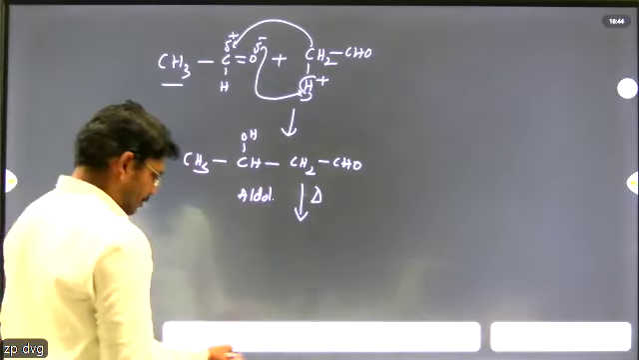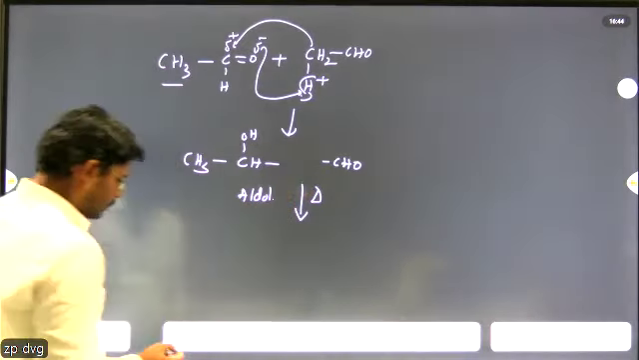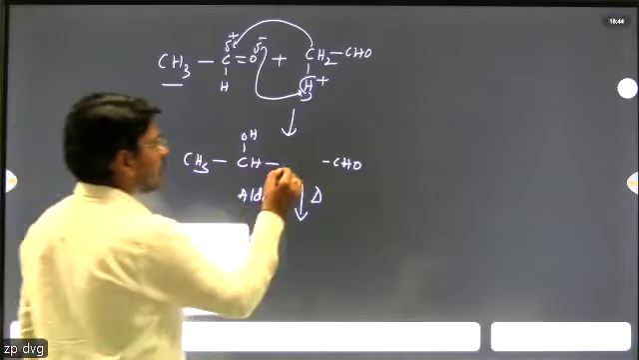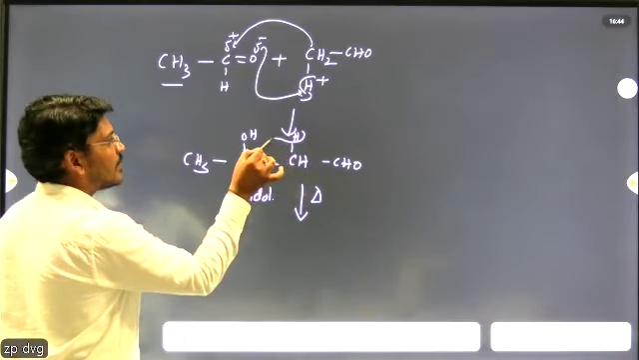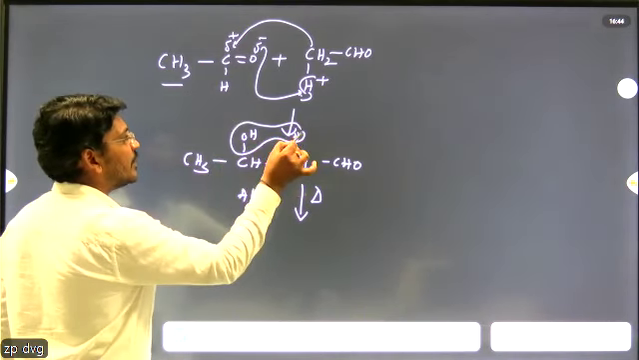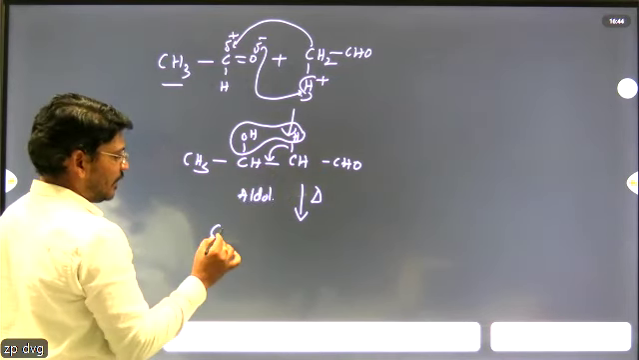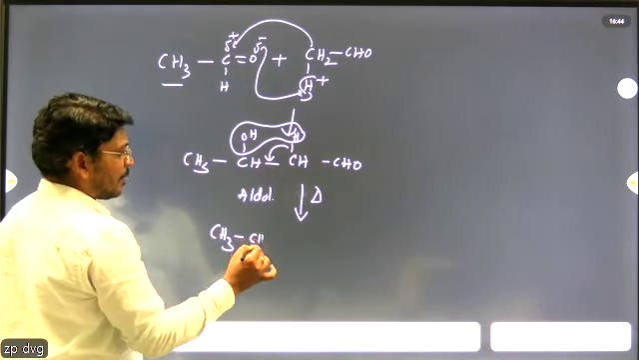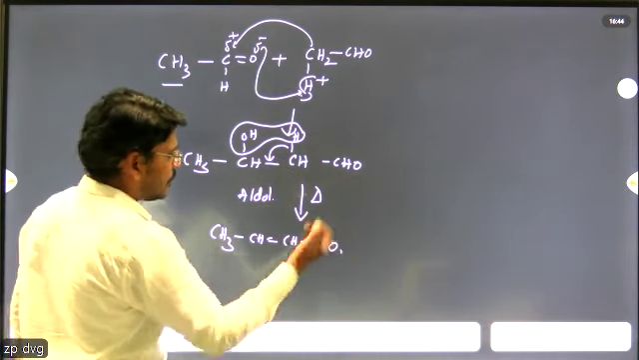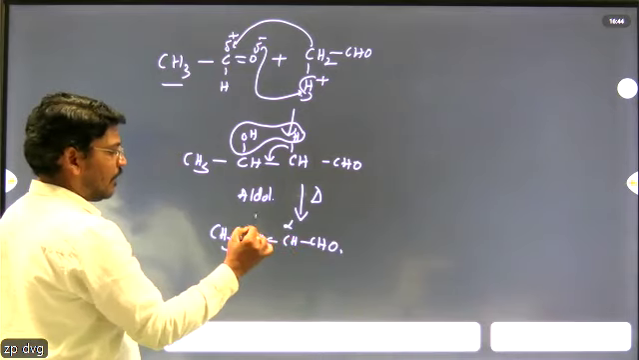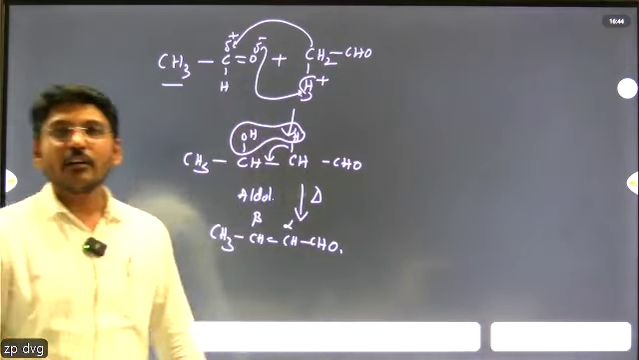Let us observe how it happens. Here we can write one more hydrogen separately. Here this is removed as H plus, and here we remove OH minus. To satisfy the valency, this bond shifts to here, and finally we get CH3 CH double bond CH, and here CHO. This is considered as an alpha beta unsaturated aldehyde. This is considered as aldol condensation.